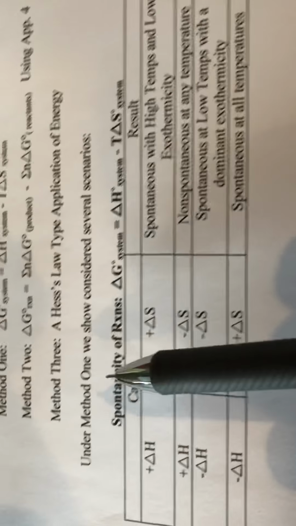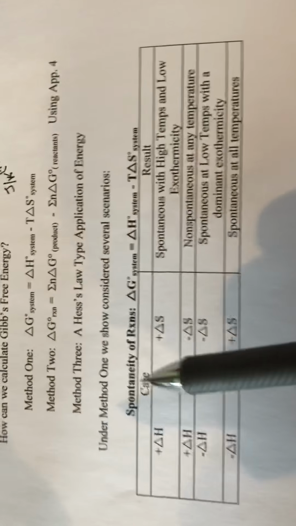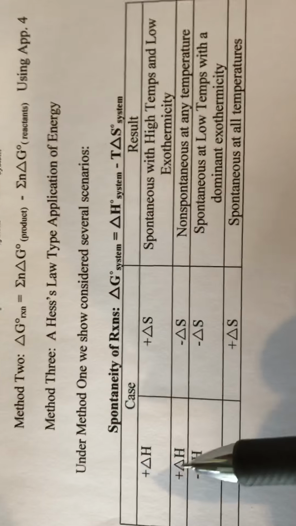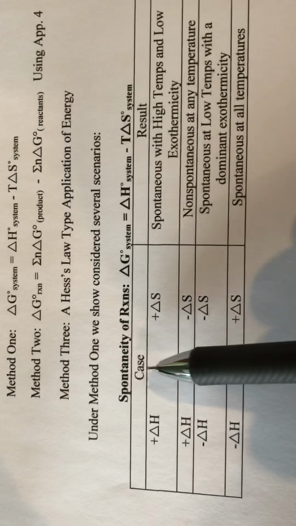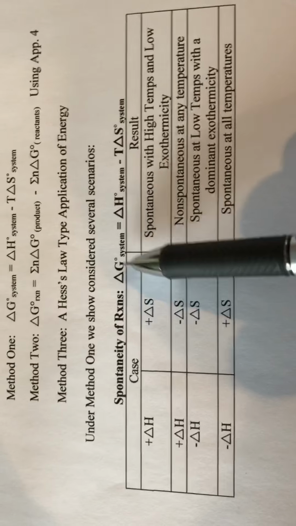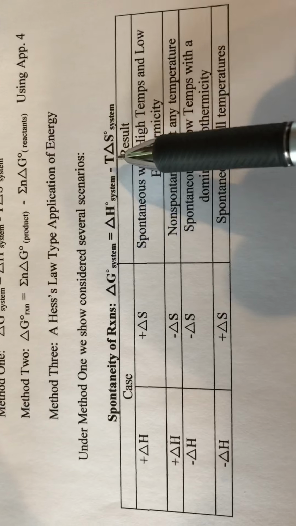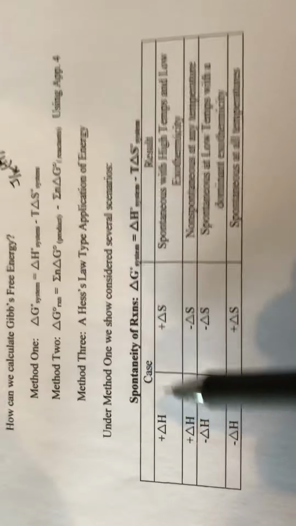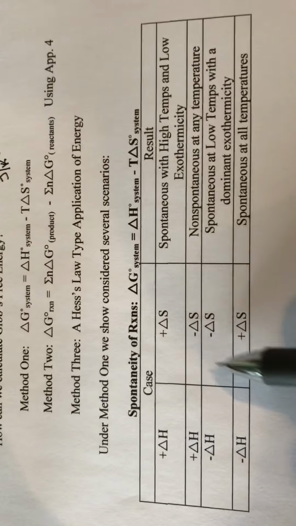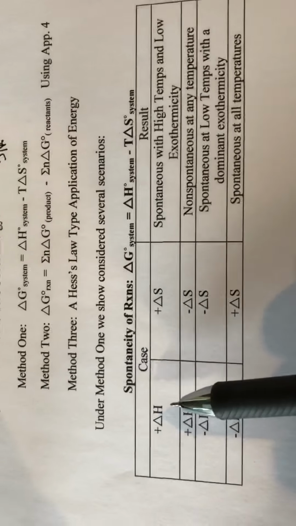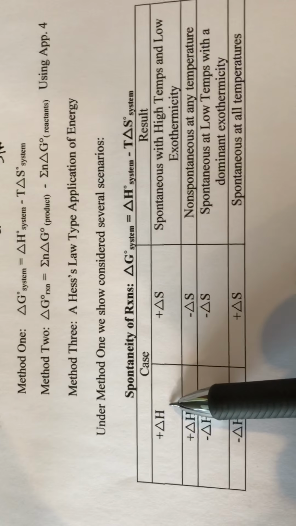We're going to focus on method 1, a method that is focused on quite a bit in the AP chemistry test. Take a look at how it takes the equation delta G is equal to delta H minus T delta S, and it's going to give us all the possible case scenarios. In other words, what happens if my enthalpy is positive?